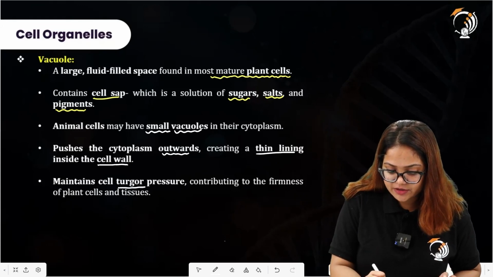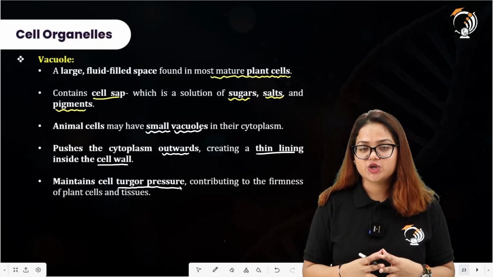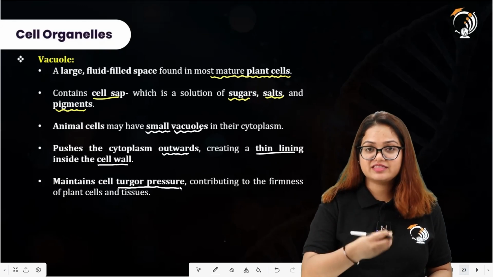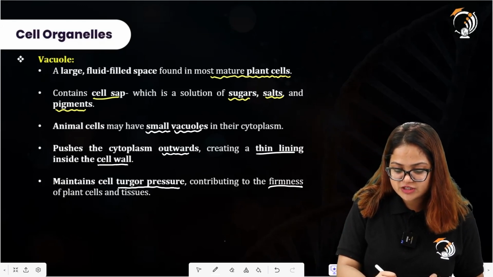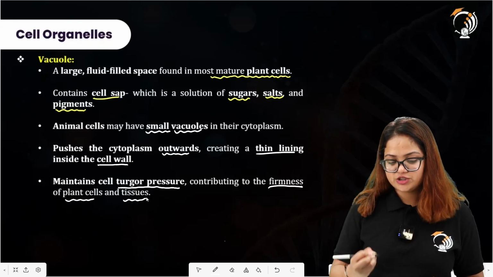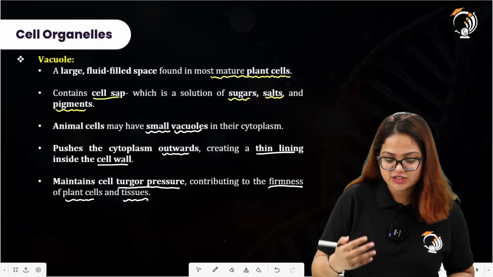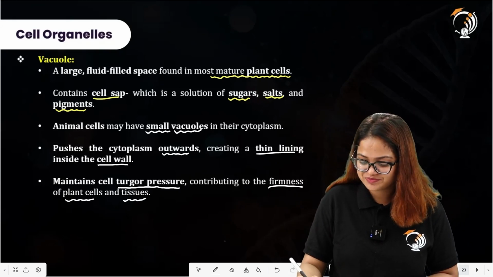It maintains the cell turgor pressure. By the presence of cell sap in the vacuole, turgor pressure will be generated in the cell, contributing to the firmness of plant cells and tissues. So it is able to maintain the firmness of plant cells and tissues as well. I hope you understood this one also.